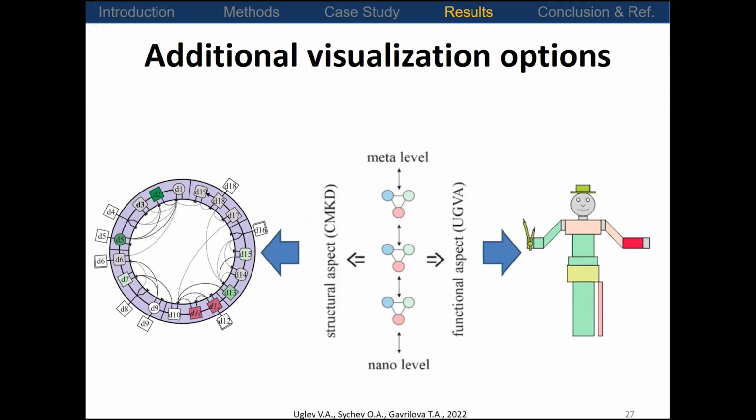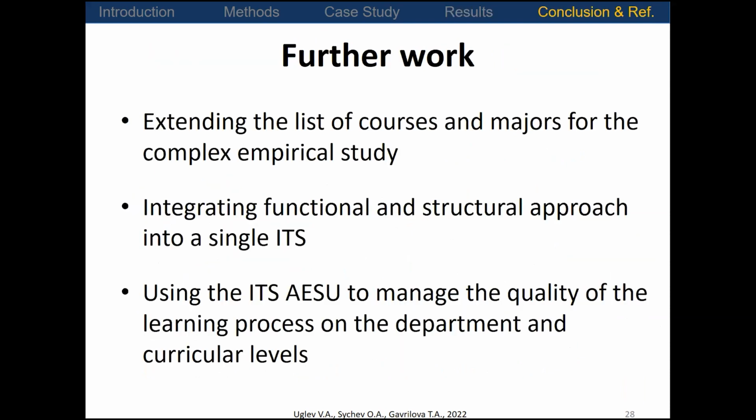Then, in order to support decision making and the explanation, modal switching between the structural and functional approach can be carried out. We are currently actively working in the following areas: extending the list of courses and modules for the complex empirical study, integrating the functional and structural approach into a single ITS, and using the ITS to manage the quality of the learning process on the department and curricular levels.